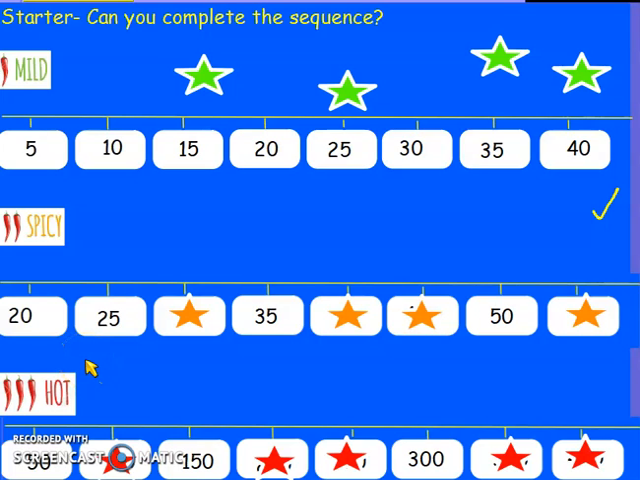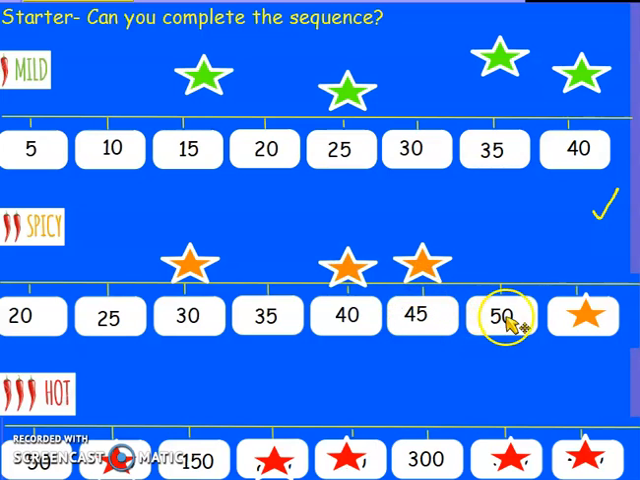Let's have a look at the spicy challenge. We're still going up in the 5 times table, but this sequence starts at the number 20. 20, 25, 30, 35, 40, 45, 50, 55. Well done, give yourself a mark if you got that right.